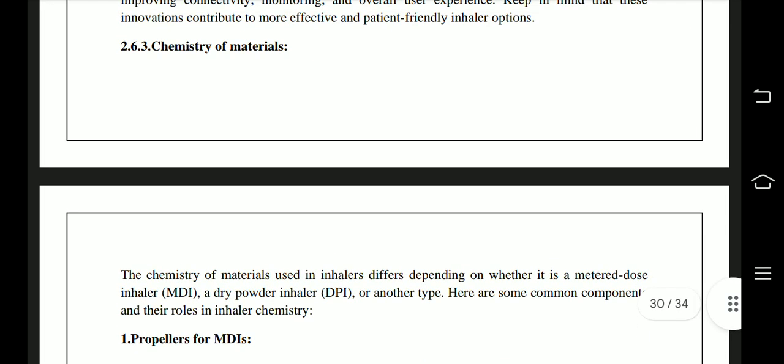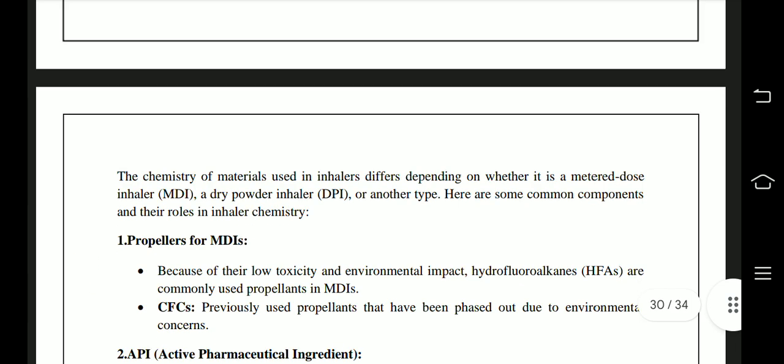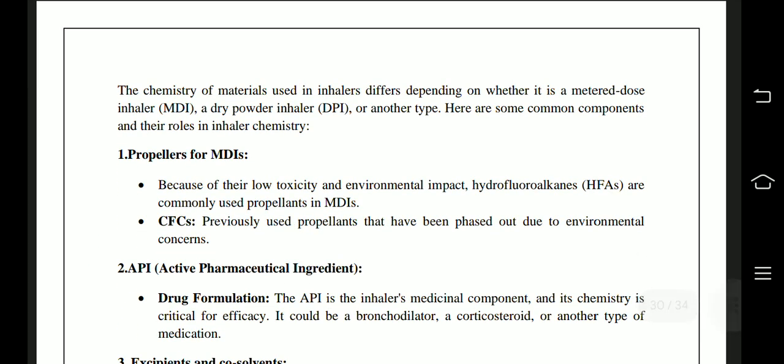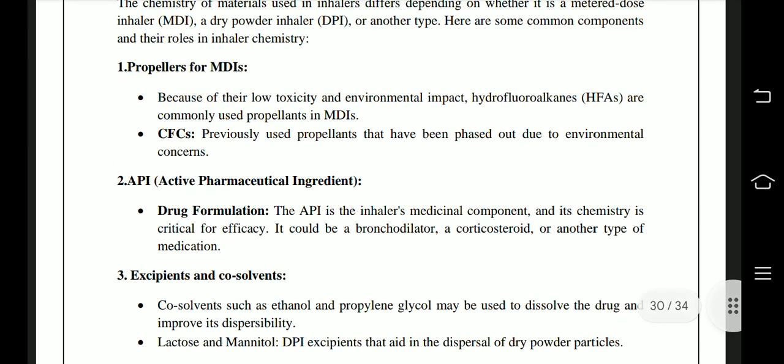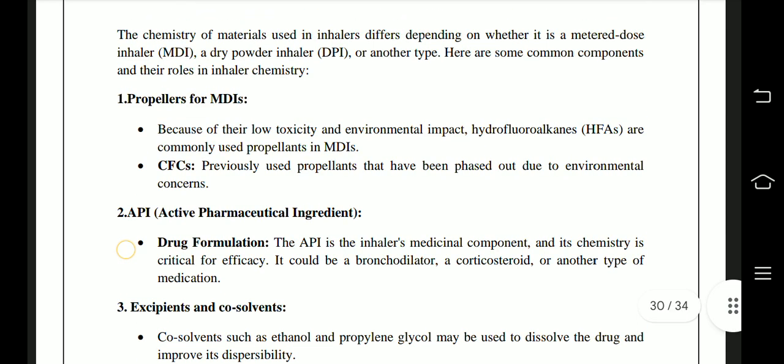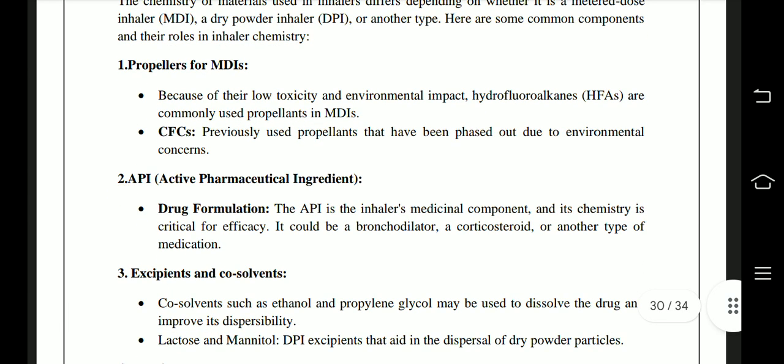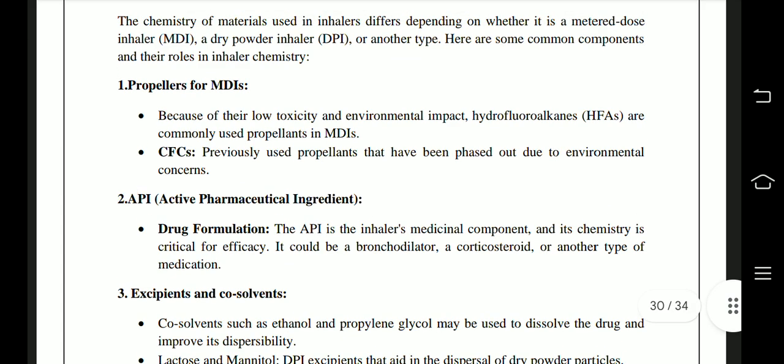Chemistry of inhaler materials. The chemistry of materials used in inhalers differs depending on whether it is a metered dose inhaler or dry powder inhaler or another type. Here are some common components and their role in inhaler chemistry. Propellants for MDIs, metered dose inhalers. Because of their low toxicity and environmental impact, hydrofluoroalkanes are commonly used as propellants in metered dose inhalers.